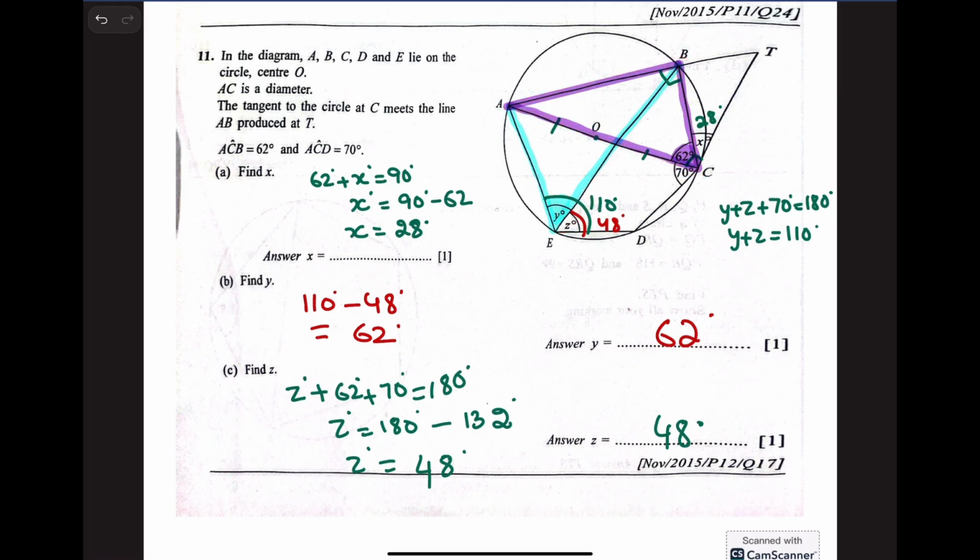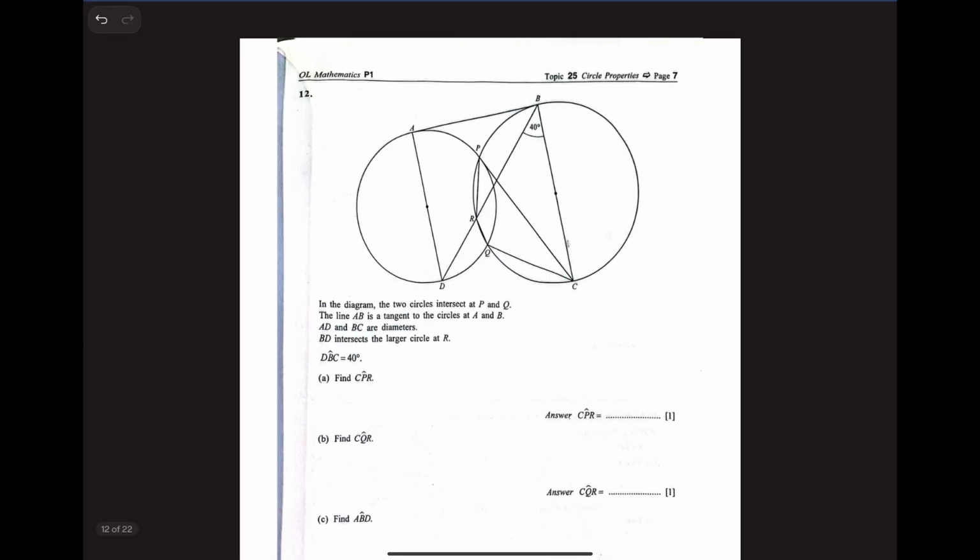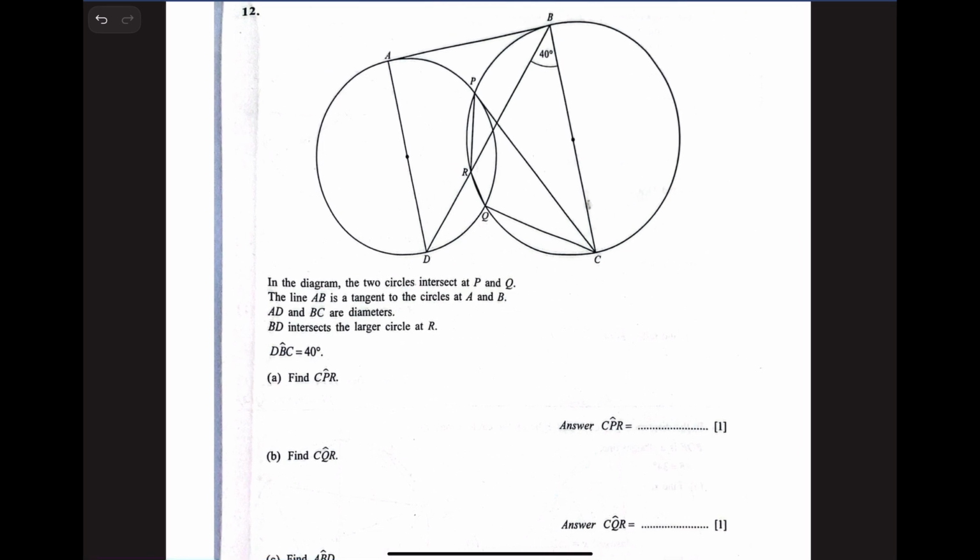Again, I have already stressed that there is more than one way to solve an angle question. As long as you're using logic and you're getting to the correct answer, it's all right.